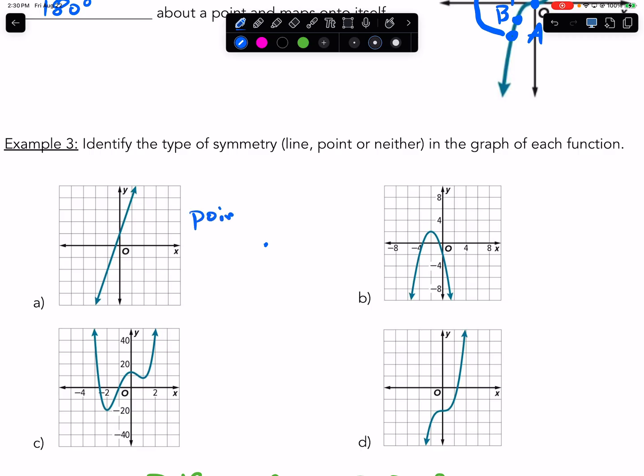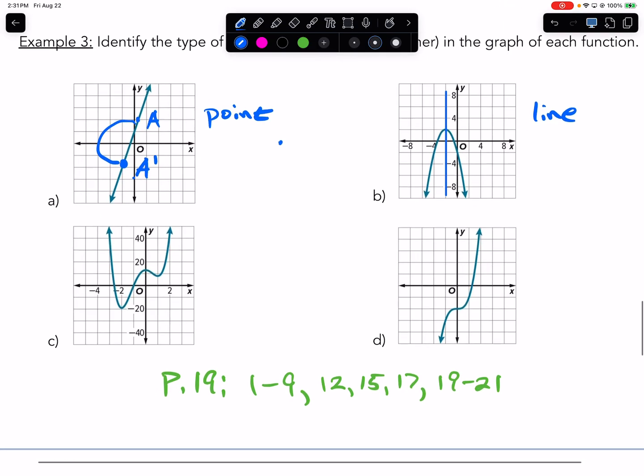Point. Oh, yeah. Right? Because if I rotate this 180 degrees, it's going to end up right there. A prime. That's a weird one, right? With the line, you wouldn't think it'd have point symmetry. I don't know. How about B? Line, right? Because I could draw that line right down the middle and fold it. So it has line symmetry. How about C? Neither.